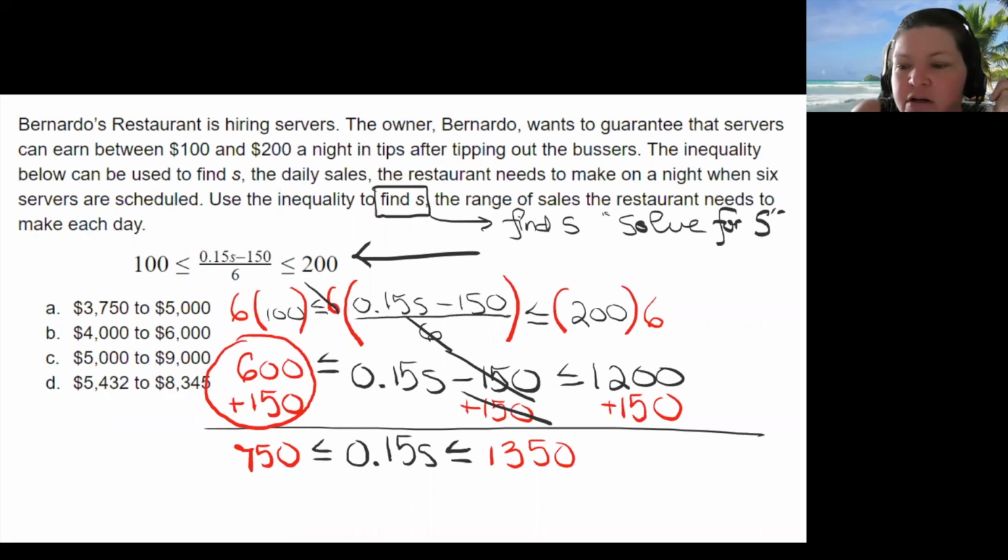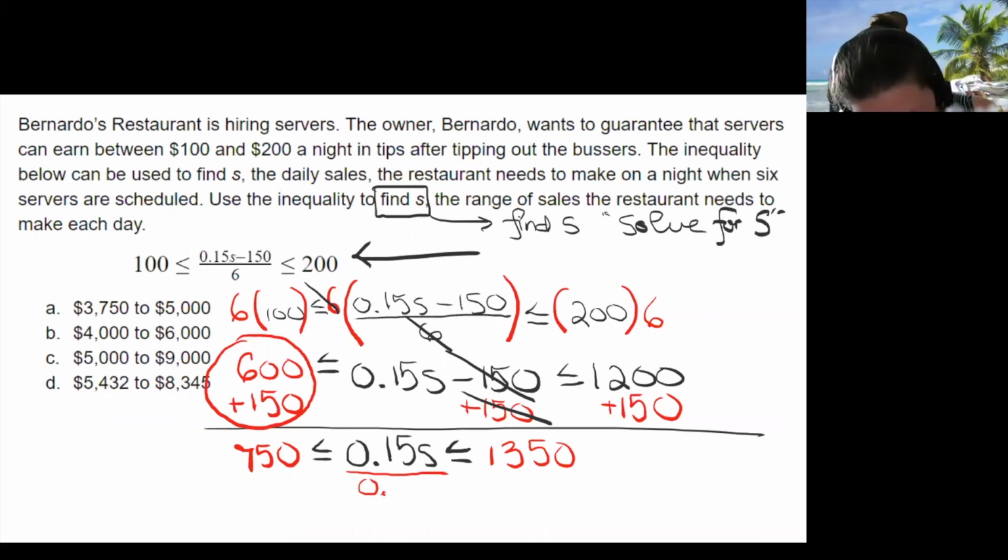So then how could I continue this process of working to get S alone? What number do I need to get rid of now? 0.15. That's exactly right. How do I get rid of that 0.15? Dividing. It is multiplying. I will do the opposite. We use inverses to move things.